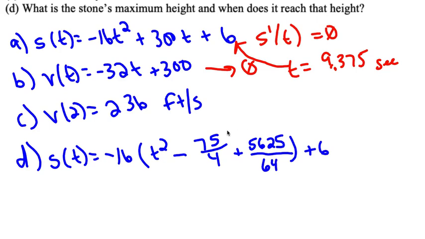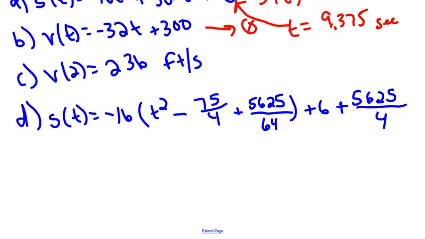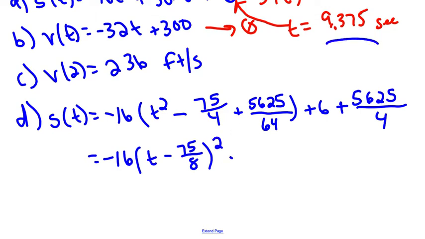Multiply that by -16, which gives you -5625 over 4, and then we subtract that out here, so it actually ends up adding 5625 over 4. You could use decimals, it doesn't matter. I just like fractions, so I left it as a fraction. So then we have -16 times t minus 75 over 8. Guess what 75 over 8 is? 9.375, squared, plus 6 plus 5625 over 4 gives you 5649 over 4.